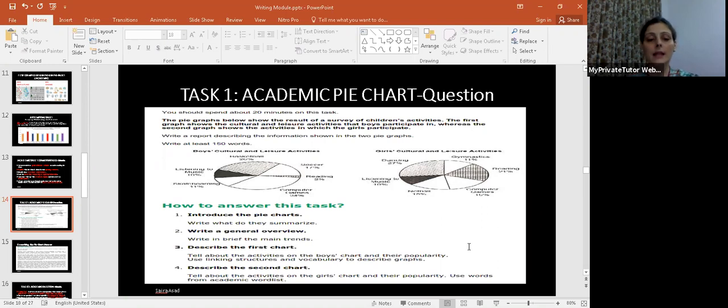Okay. Then describe the first chart. Come to the first chart in detail, getting into the detail. Okay. Then describe the second chart, what activities the girls have opted for. Then at the end, you are going to write a little bit of conclusion, then compare both of the things, what the boys are taking and what the girls are taking. You're going to compare within 2-3 sentences. So it's going to make 150 words easily.